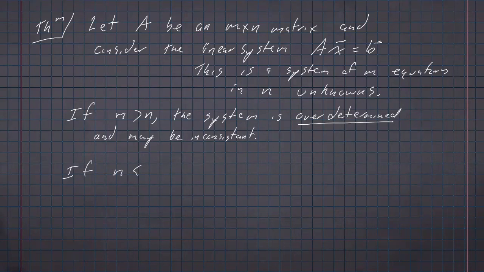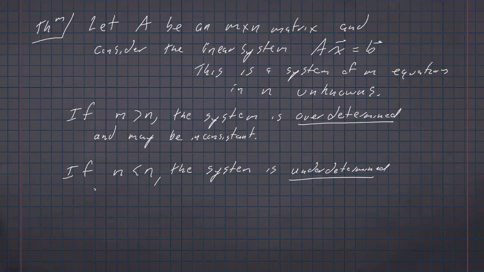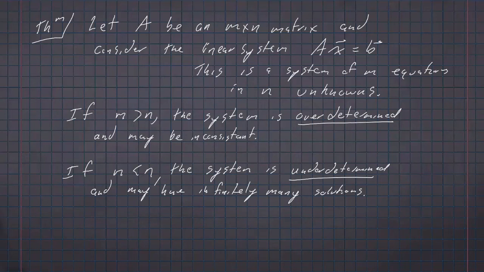If M is less than N, the system is underdetermined and may have infinitely many solutions. Again, I have to say may here because you can very carefully construct a system that simply has no solution no matter what, which is kind of boring, but it is something to consider.